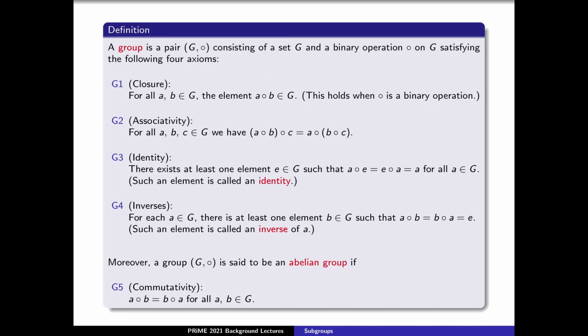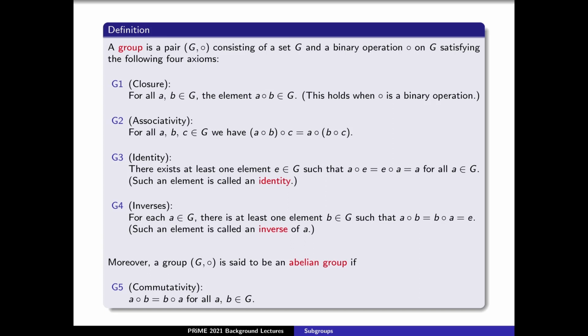We have associativity. The order of the parentheses does not matter. If we have a, b, c in G, we will always have that (a ∘ b) ∘ c is the same as a ∘ (b ∘ c). We have identity. There exists at least one element e in G that satisfies a ∘ e = e ∘ a = a for every single element a in G. And we call e the identity of the group.